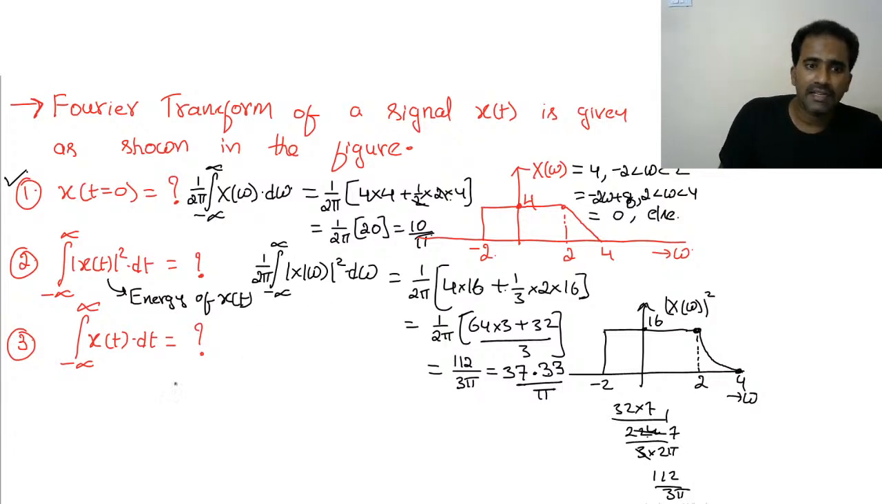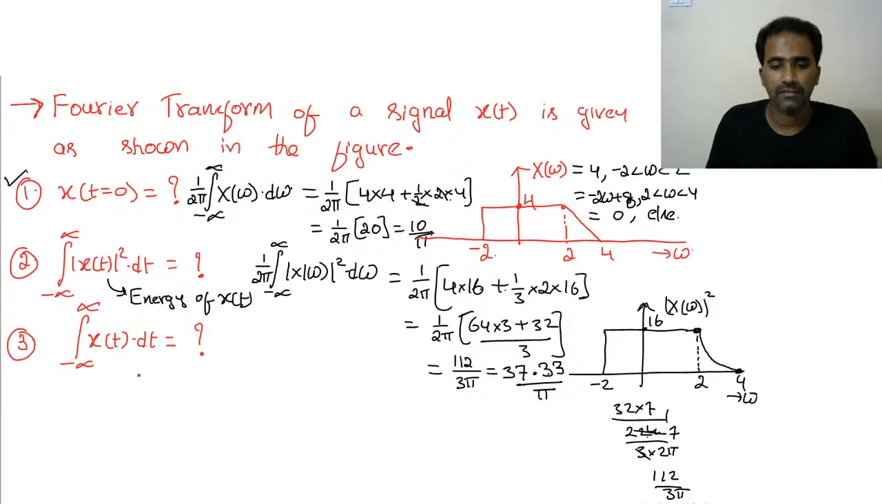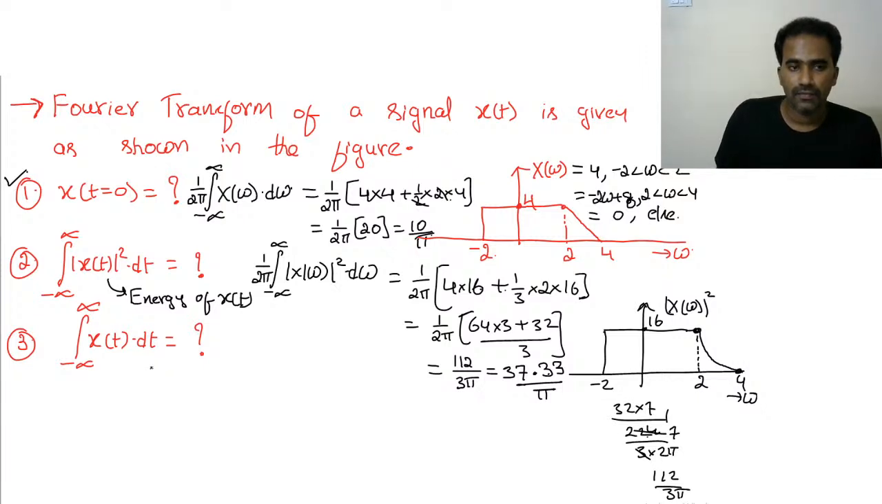So can anyone answer the next question now? Third question. Can you answer the third question? The third question: integration of x of t dt. How to find the area of the signal x of t without knowing x of t? Can you do it? Without knowing x of t, how can we find the area of x of t?